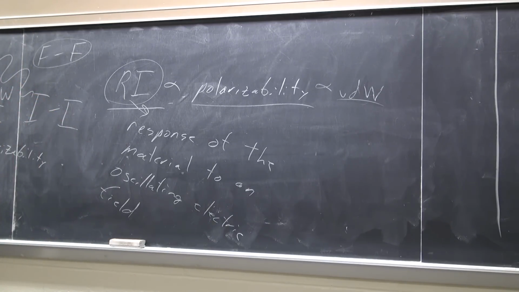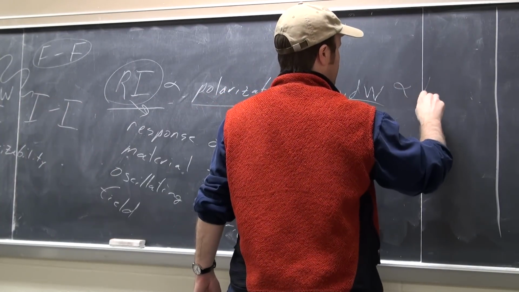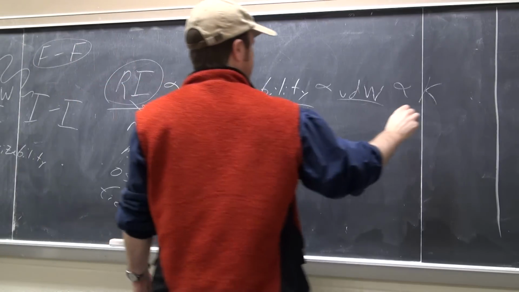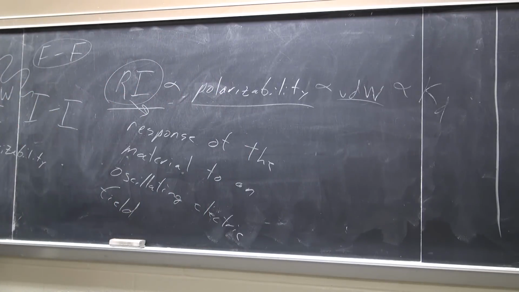Which molecule has higher dielectric constant? The iodine. Iodine. So, that's right. So, dielectric constant K, K sub D, is higher. So, things with higher polarizability have higher dielectric constant as well.